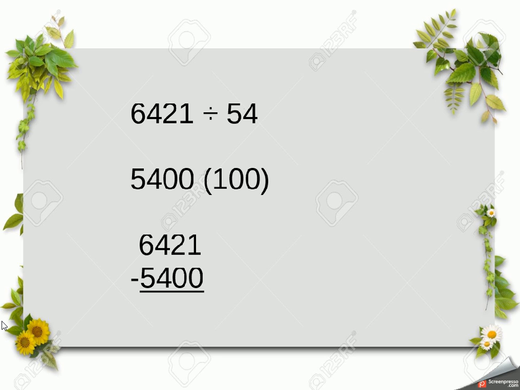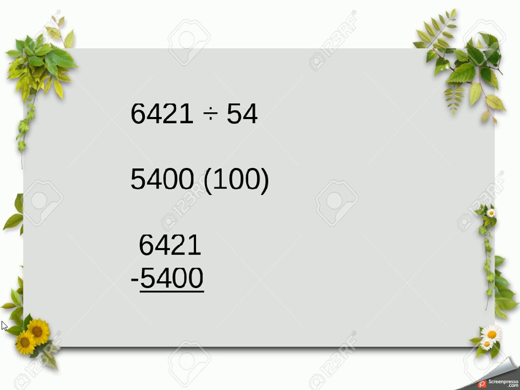So I've looked at that scale to see what's the biggest multiple of 10 that I can take from the number I'm dividing, and we've got 5,400. So if I take 5,400 out, I know I've taken 100 lots of 54 out. So let's see if I can do that.